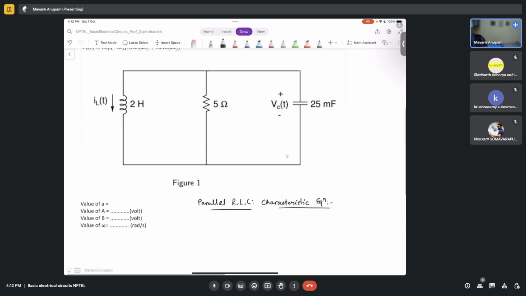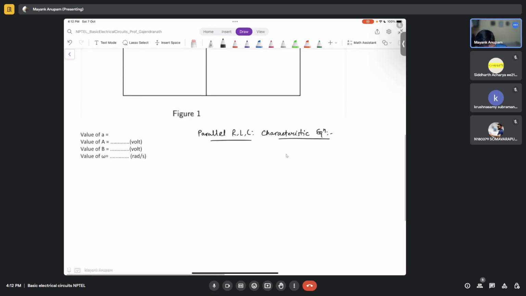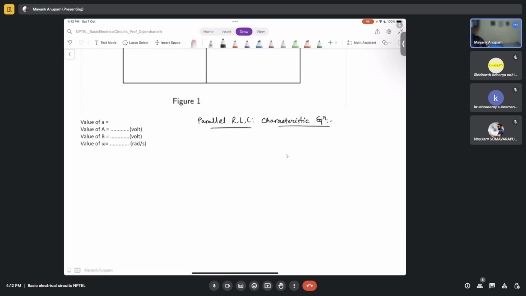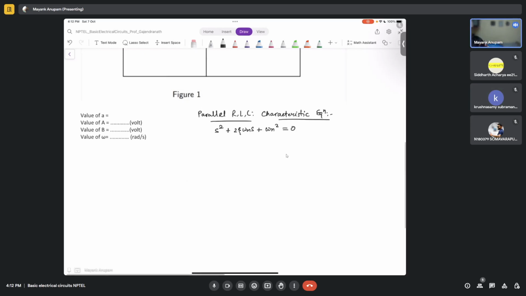So the characteristic equation of any second order system is of the form s square plus 2 zeta omega n s plus omega n square is equal to 0, right? This is the characteristic equation. Now for a parallel RLC, what is omega n? 1 over root LC, right?